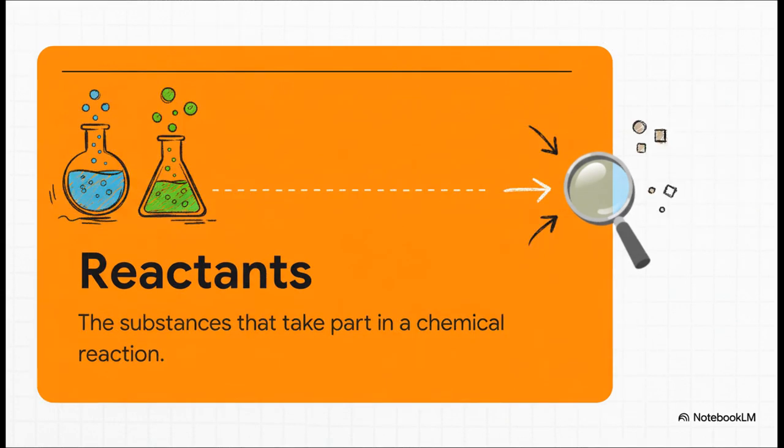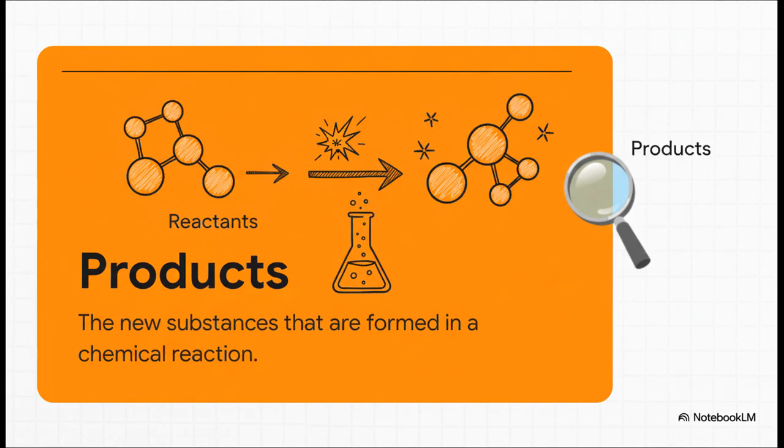So, in our chemical recipe, the ingredients have a proper name. We call them reactants. Super simple, they're just the starting materials, the things that are about to, well, react. And what about the final dish, the new thing you've created? Well, that's called the product. It really is that straightforward. Reactants react, and you get products.